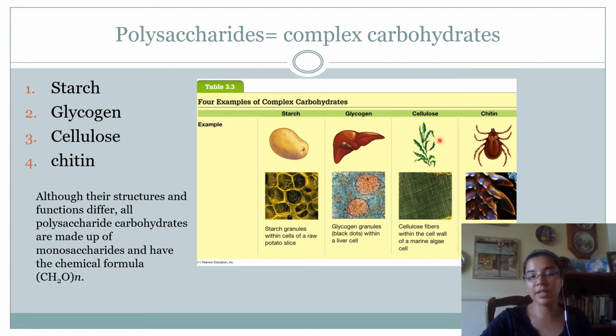Cellulose is a complex carbohydrate as well. It makes up the structural component of plants. And so it is actually a complex polysaccharide that we cannot digest. So cellulose that makes up the cell wall of plant cells makes up what we know as fiber in our diet. And then the fourth polysaccharide or complex carbohydrate is chitin, which makes up the exoskeleton of insects.